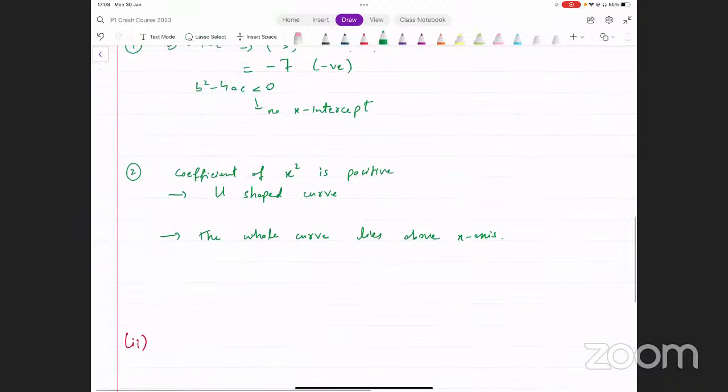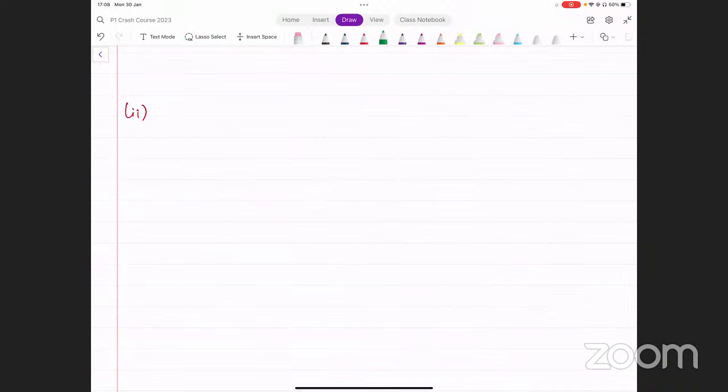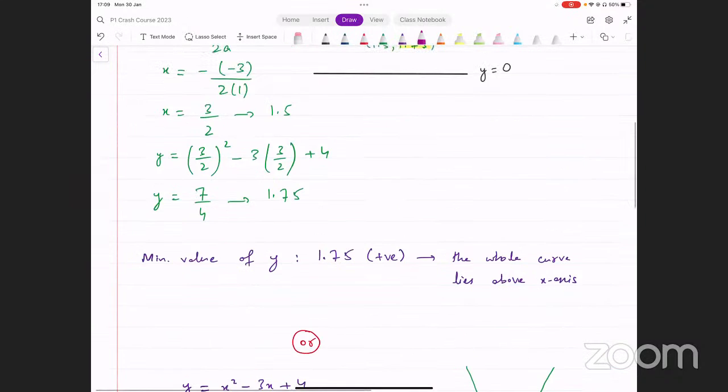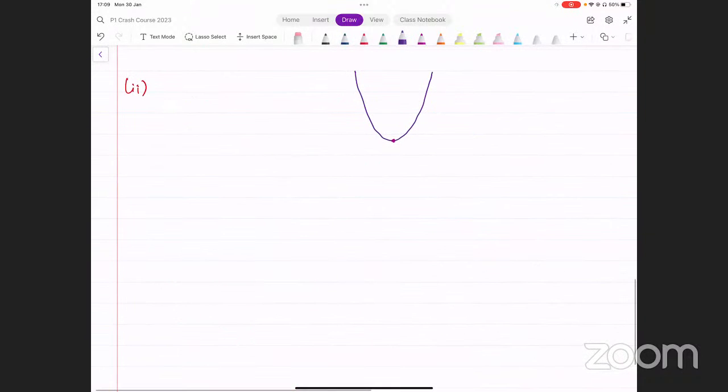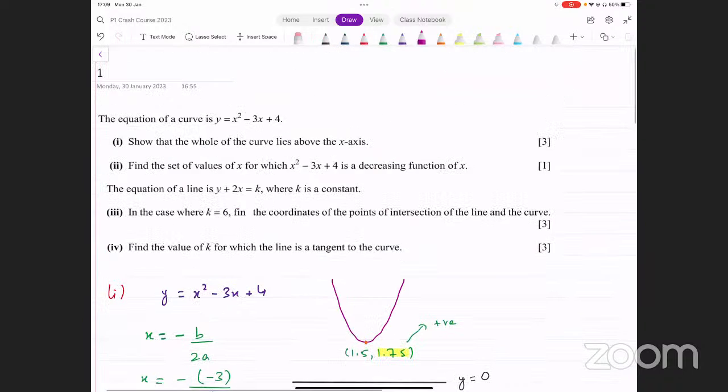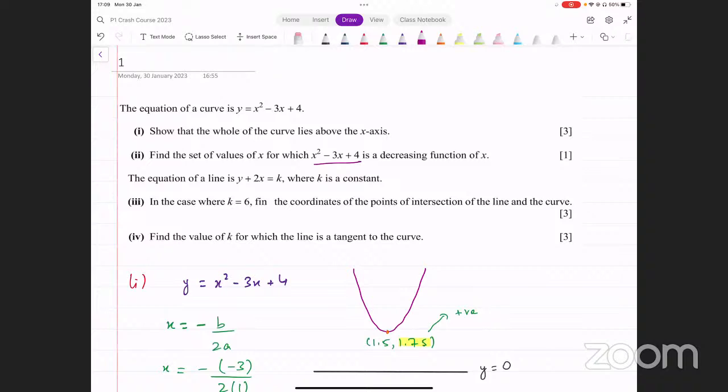So if you think about this curve now, it's a U-shaped curve. This is something that we know. And we've also found the turning point in the previous part if we used the first method. If not, we would have to find the turning point in that case. The turning point was 1.5 and 1.75. Let me write that here. The turning point is 1.5 and 1.75. Now, we need to find the values of x for which this function is a decreasing function of x, so basically where the gradient is negative.